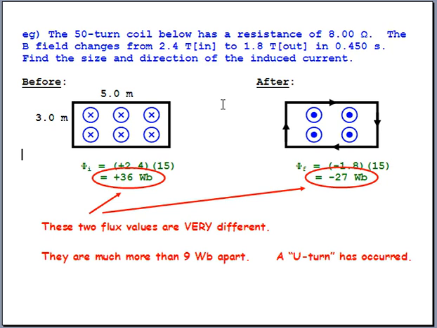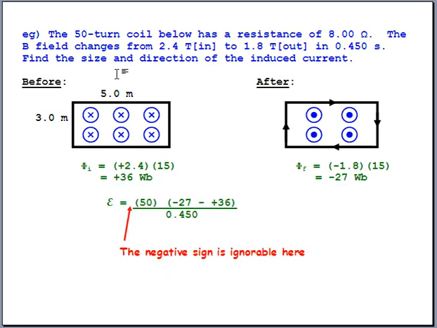They're very, very different. Can you imagine if one day the temperature outside was plus 36 and then the very next day it was minus 27? You would definitely be telling people that it changed by more than 9, right? It went all the way through 0 out to negative 27. I personally like to call that a U-turn, and sometimes you'll see that in stories where the magnetic field doesn't just diminish from 2.4 to 1.8. It actually completely changes to the other direction. So we've got a change there that's actually 63 Webers, or negative 63.